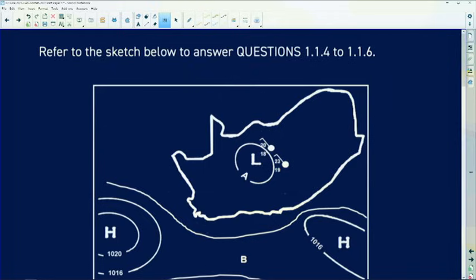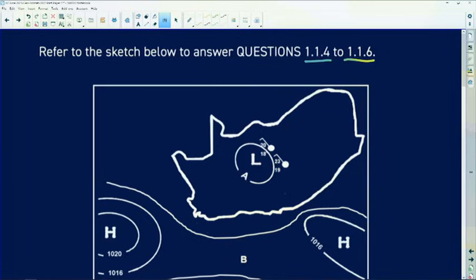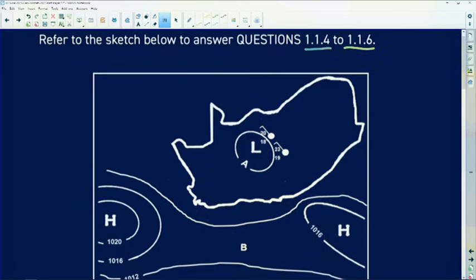Now, very interesting one over here. A diagram has been provided. Now, grade 12s, you will see when I discuss the question papers with you, before even looking at the questions, let's see what's been given to us. And let's try to understand what's given to us and what we see that's been provided. Now, we need to answer question 1.1.4 to 1.1.6. Now, first and foremost, let's just quickly identify what I see over here. We see a low pressure system over the interior, represented with an L.